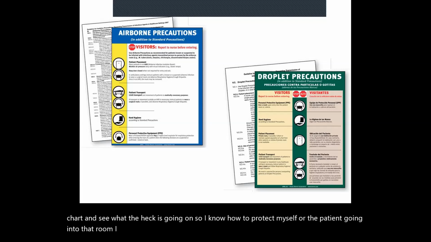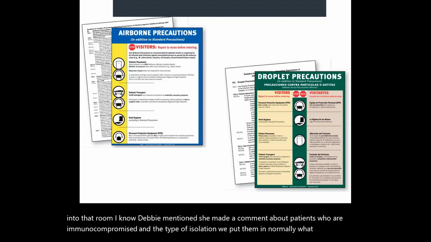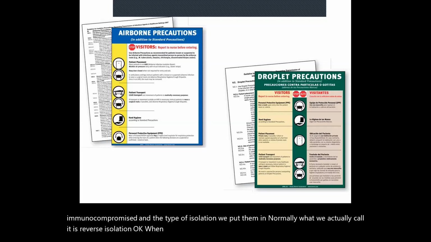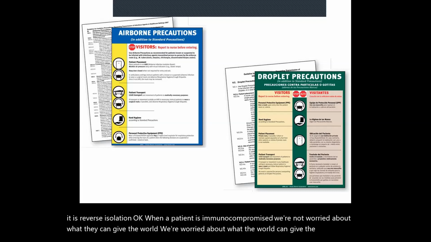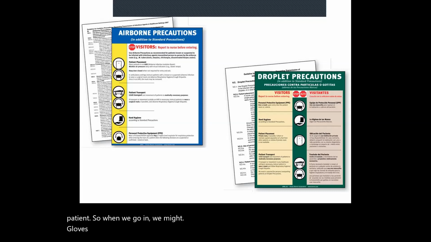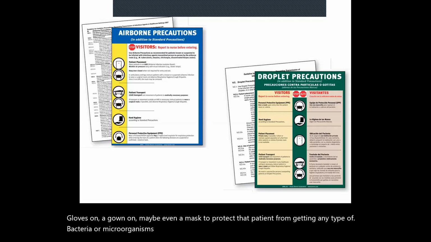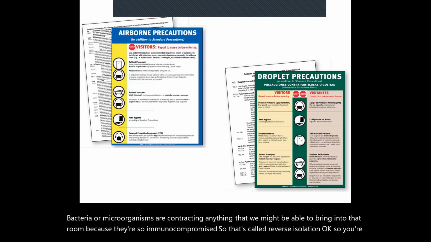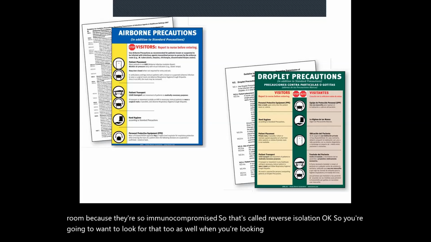I know Debbie made a comment about patients who are immunocompromised and the type of isolation we put them in. Normally what we call that is reverse isolation, okay? When a patient is immunocompromised, we're not worried about what they can give the world. We're worried about what the world can give the patient. So when we go in, we might put gloves on, a gown on, maybe even a mask on to protect that patient from getting any type of bacteria or microorganisms or contracting anything that we might bring into that room because they're so immunocompromised. So that's called reverse isolation, okay? So you're going to want to look for that as well when you're looking at charts or signage on the door.